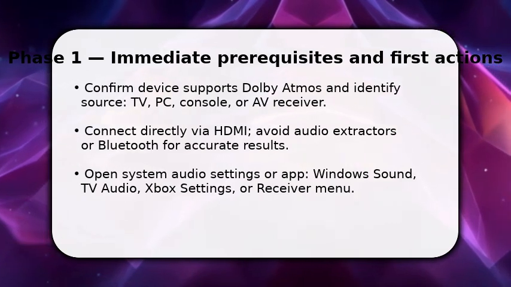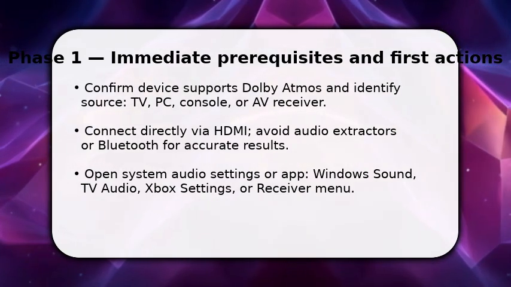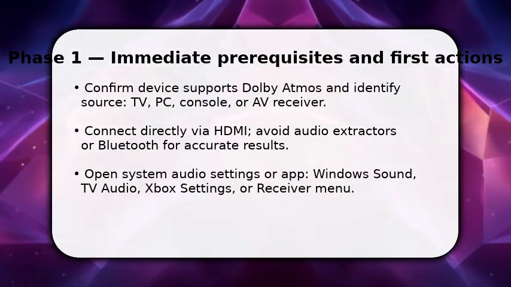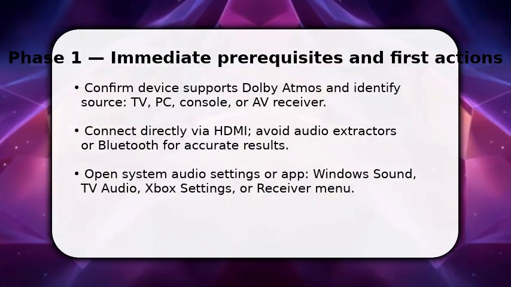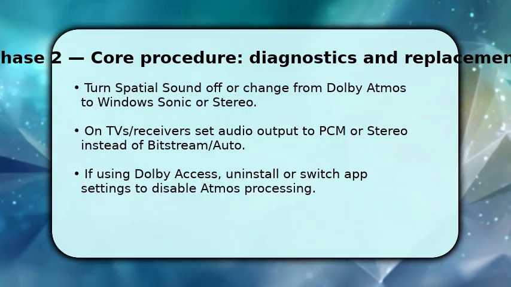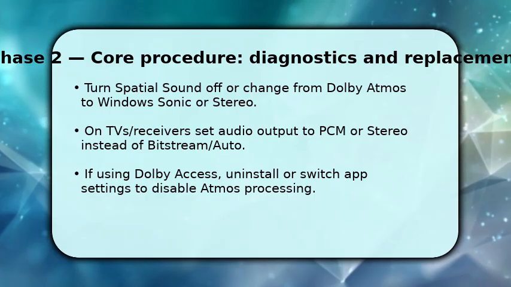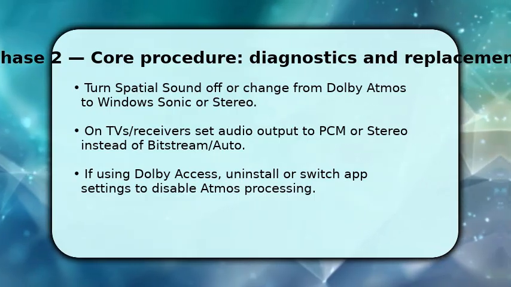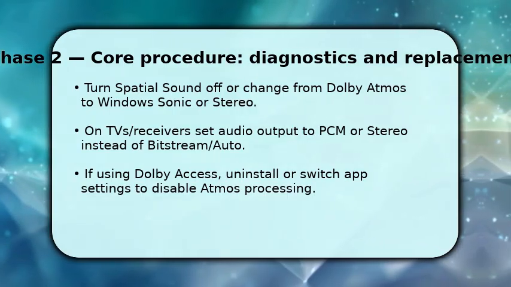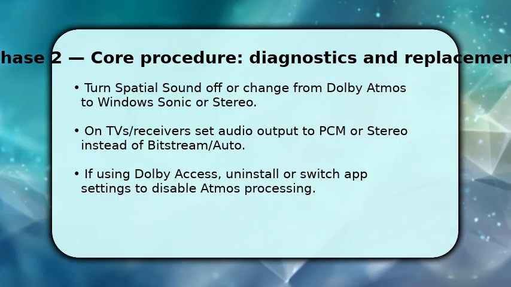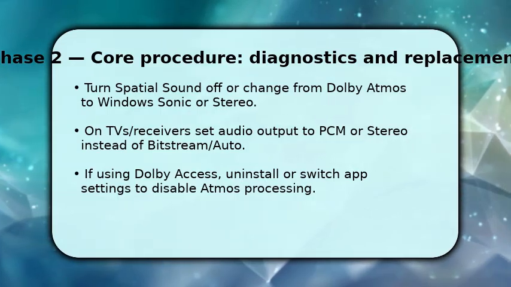Act now. You now disable Atmos directly. In Windows, select the output device, open Spatial Sound, and choose Off or Windows Sonic. Do not leave Dolby Atmos selected. Once done, on TVs or AV receivers, change output from bitstream or auto to PCM or stereo. This forces the source to stop sending Atmos metadata.